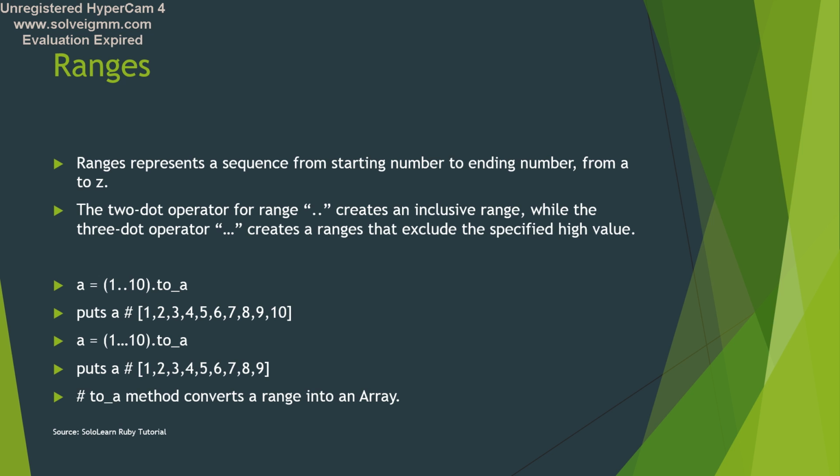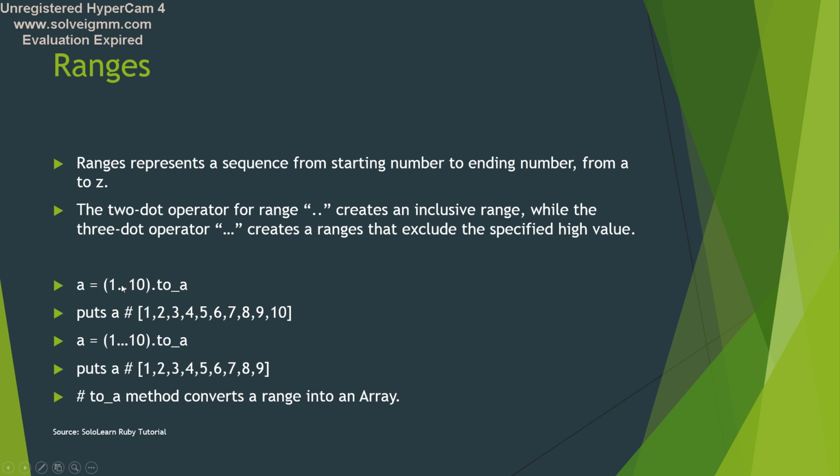Ranges represent a sequence from a starting number to an ending number, like from A to Z. The two-dot operator for range creates an inclusive range, while the three-dot operator creates a range that excludes the specified high value.